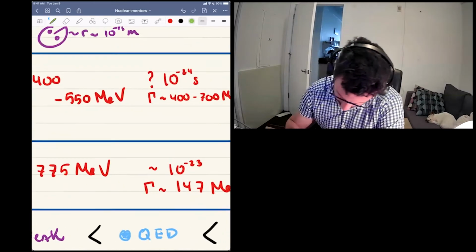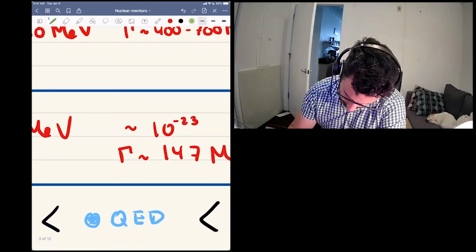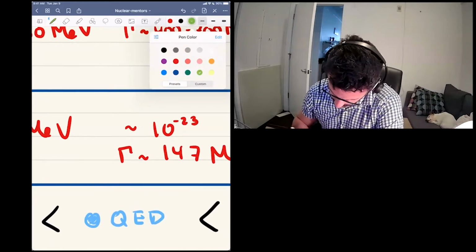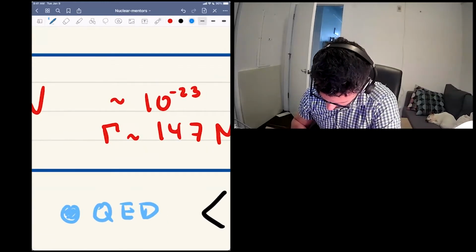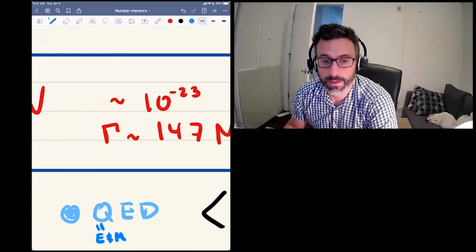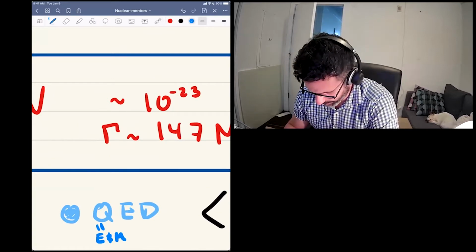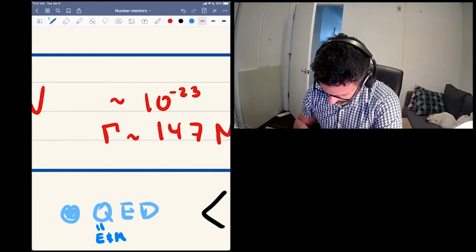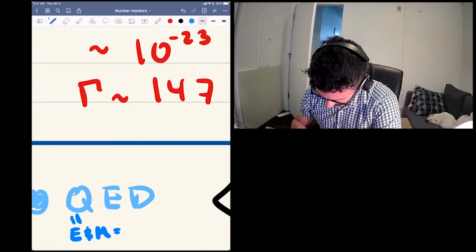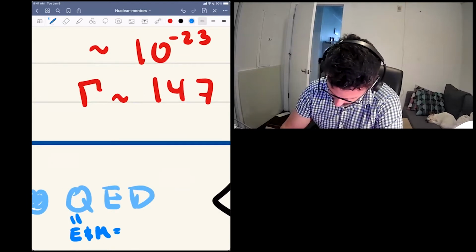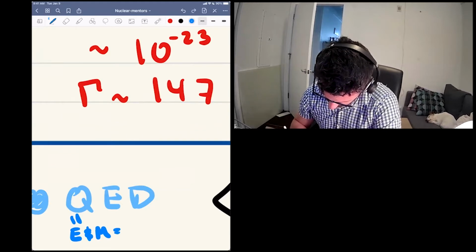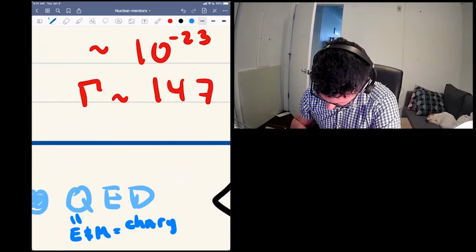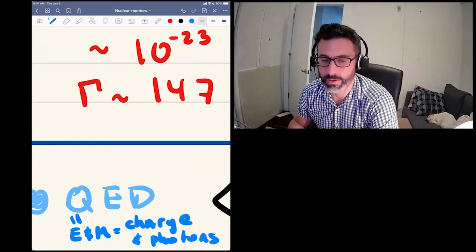Quantum electrodynamics is the subatomic theory of electricity and magnetism. Electric and magnetic fields are described at the subatomic level by quantum electrodynamics. This is the theory of particles with an electromagnetic charge and photons. It tells you how photons interact with particles that are charged.